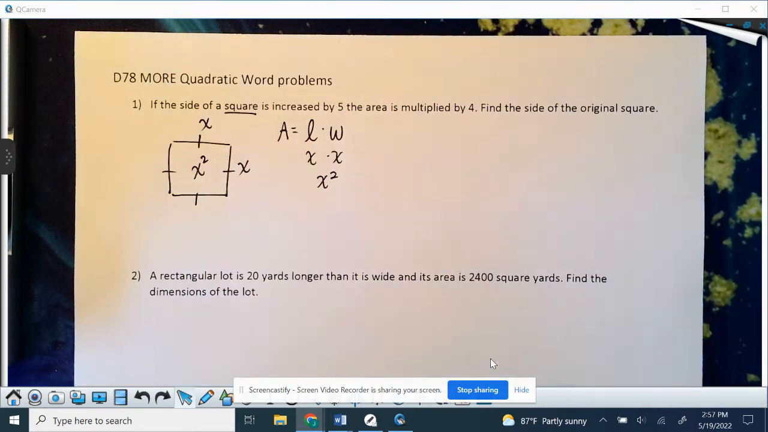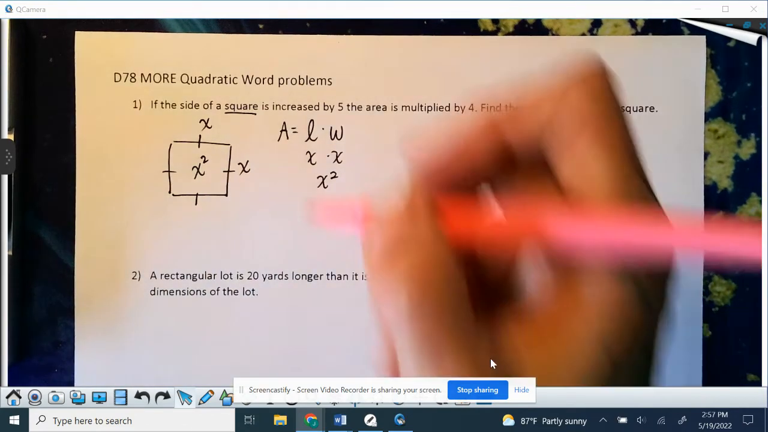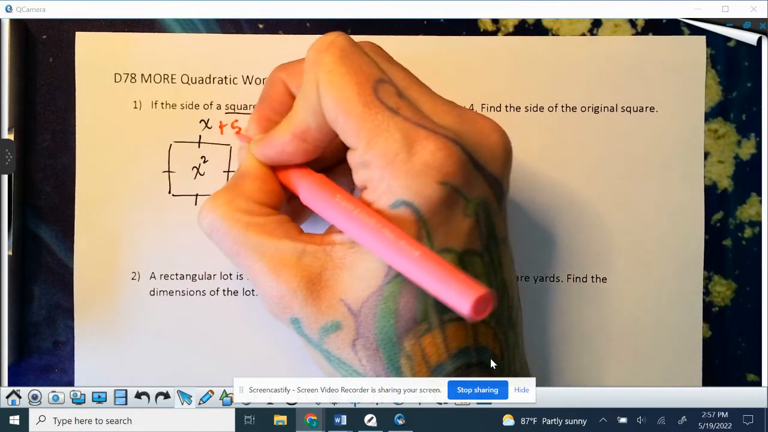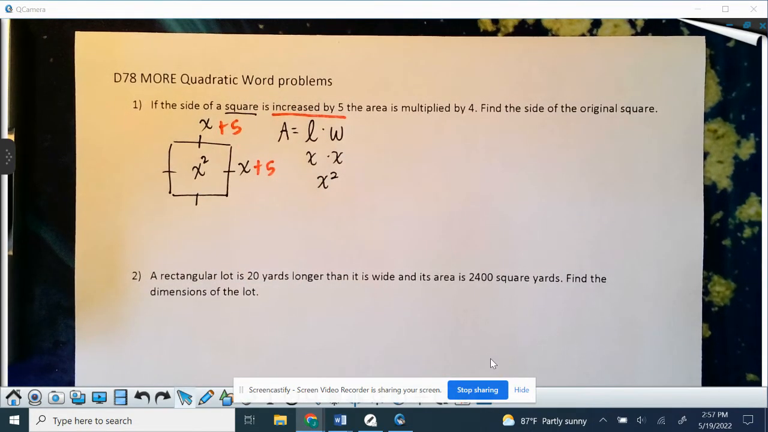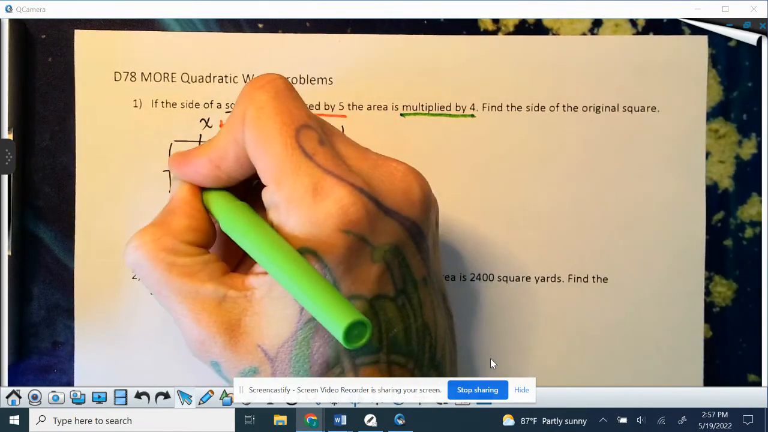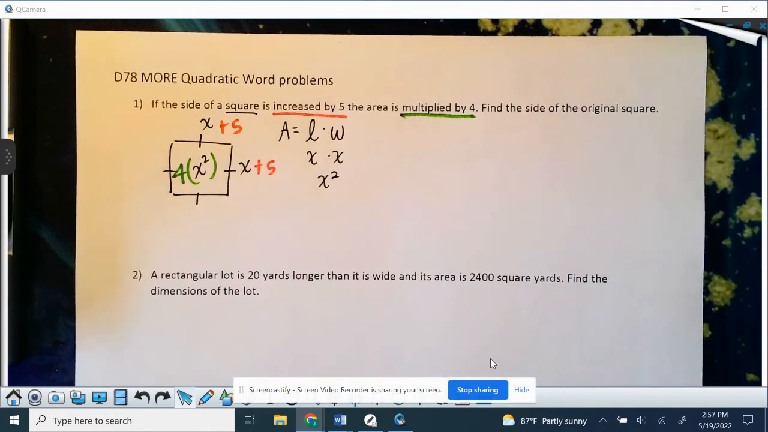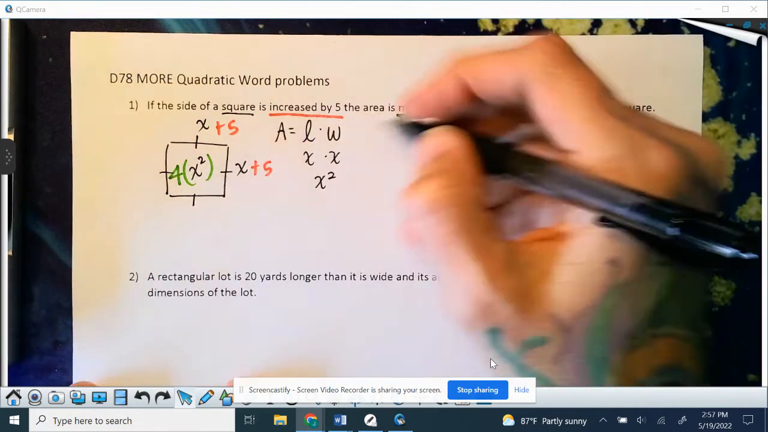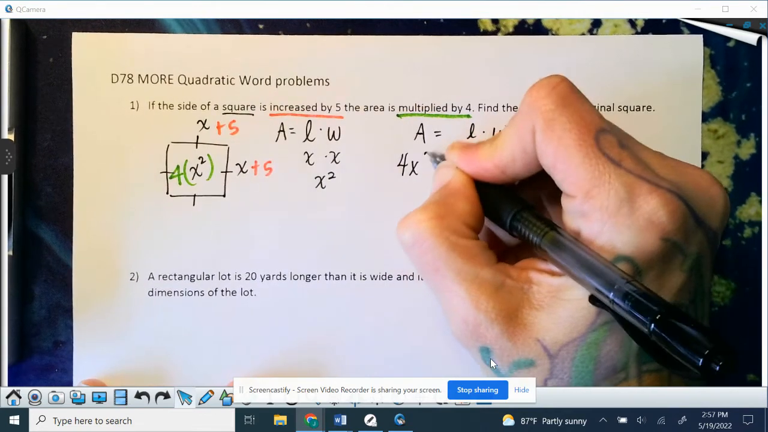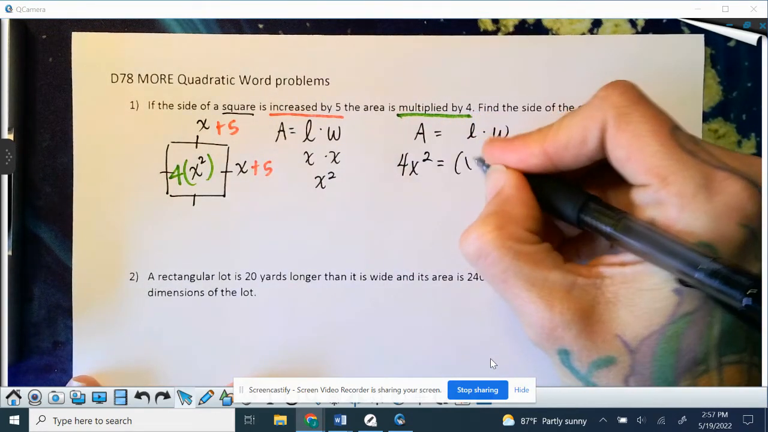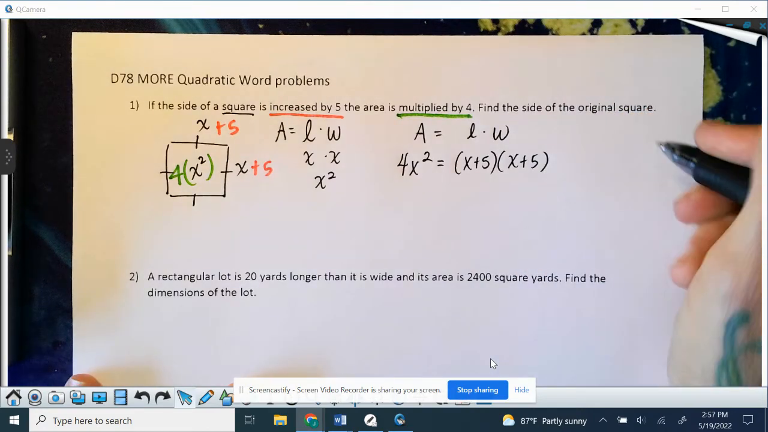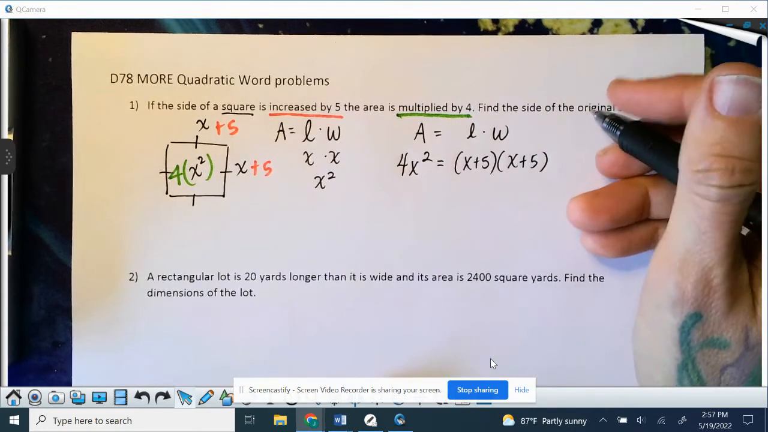Now, it also says that the sides are increased by 5. So I'm going to add 5, add 5. The area is multiplied by 4. So multiply the area by 4. Find the side of the original square. So again, area is length times width. So our area is 4x squared. Our length is x plus 5, and our width is x plus 5, or side squared, which would be x plus 5 to the second power.